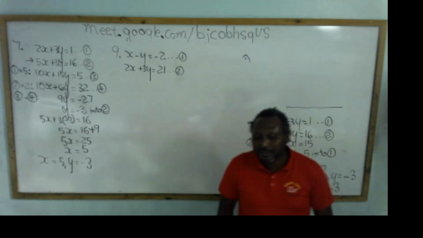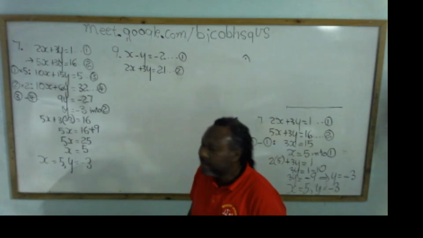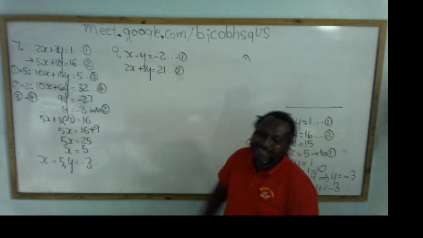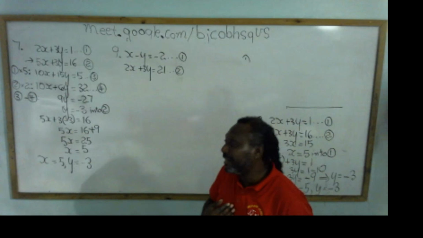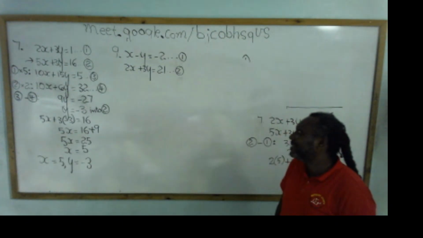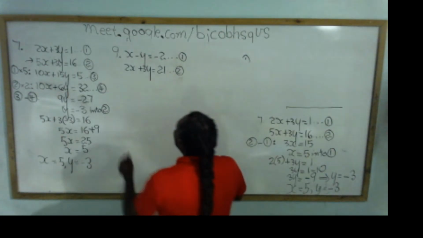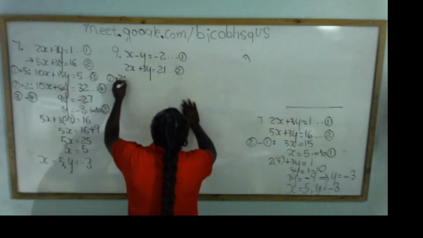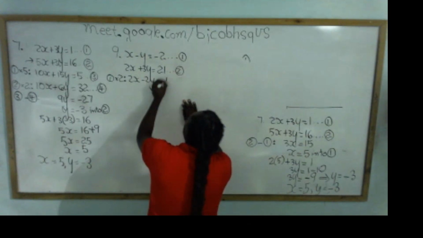Some students will solve this problem not looking beyond x. They wouldn't look beyond x, but I would look beyond x. Because they don't look beyond x, they say equation 1 multiplied by 2, and they have 2x minus 2y is equal to negative 4. That's equation 3.